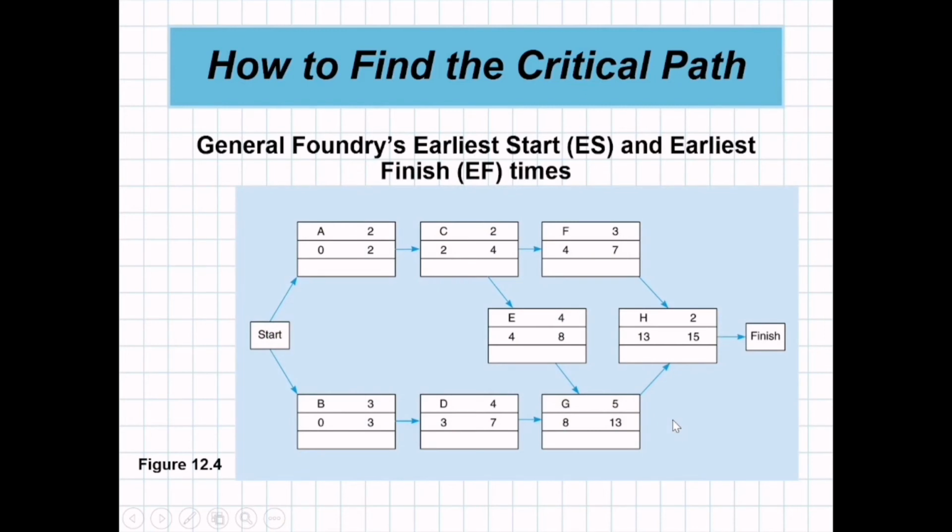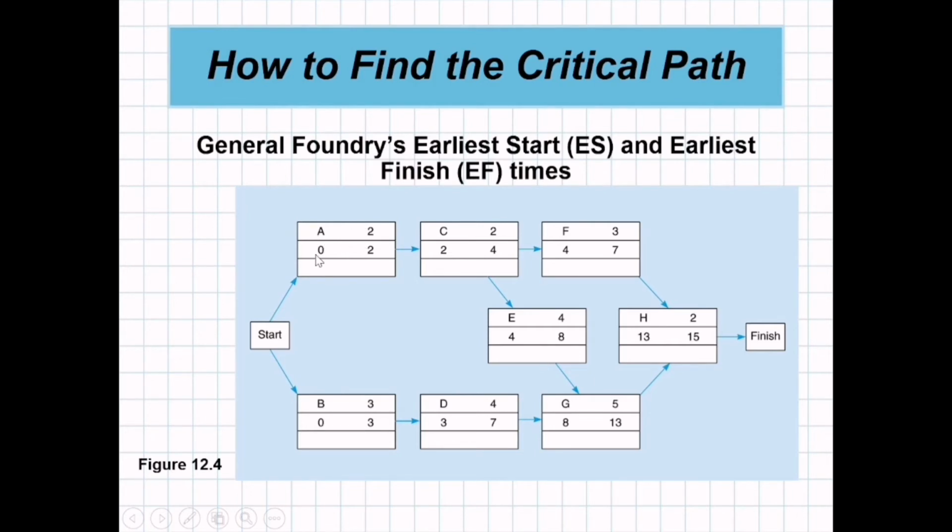So let us take a look at this network. We have here activity A and activity B. Activity A has a time of 2. We said earlier that our earliest start is 0 for activity A because there is no preceding activity. So we can start at 0, that is the earliest start time, and then plus the time.